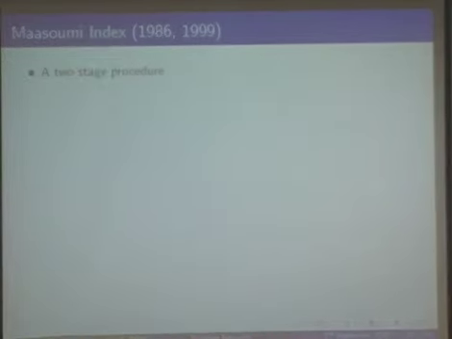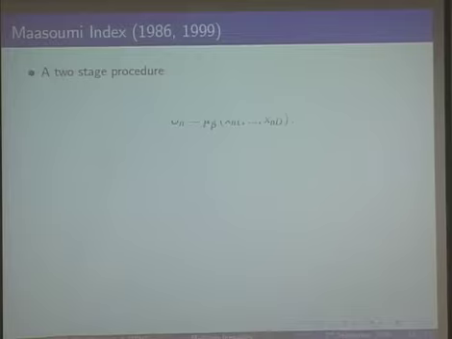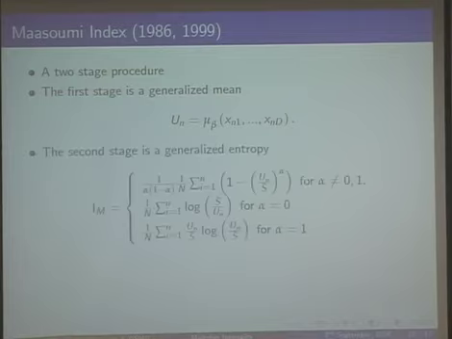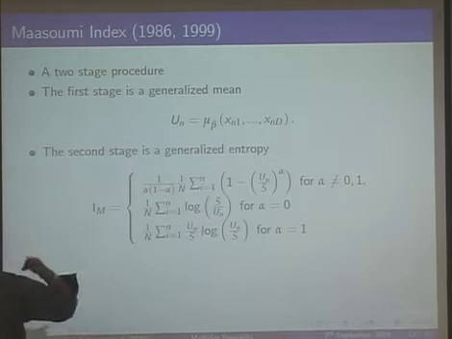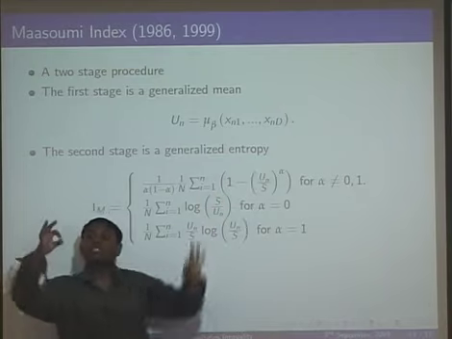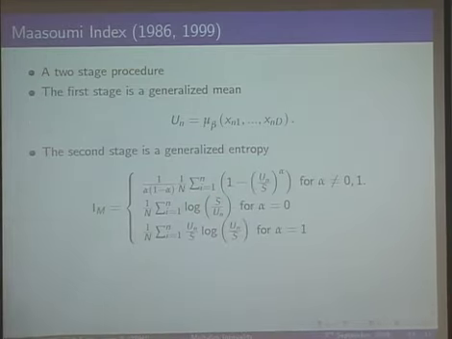Okay, the next one I would like to talk about is the Maasoumi index. It has been widely criticized by social choice theorists and people in this area. Esfandiar Maasoumi is a very good econometrician and he runs the journal Econometric Reviews. The first stage is a generalized mean, simple, but the second stage is a generalized entropy. Somehow he characterized the first stage general mean. You will often find people using this generalized mean, the so-called CES utility function, at the first stage, but they all need to defend why they are using it, because it has very limited properties.